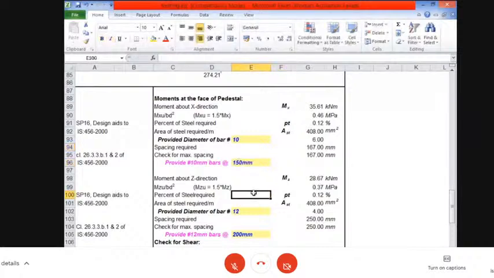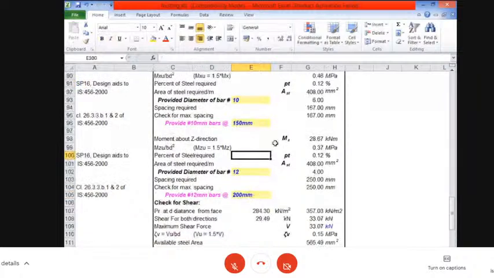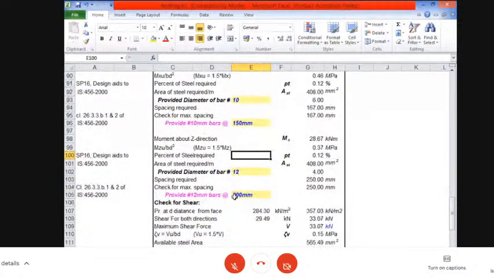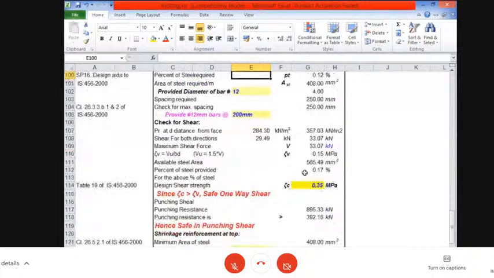Likewise, you have to design it for both: moment in X direction also, you have to calculate, and moment in Z direction also. So both directions you are calculating and you are getting that moment, and based on that the area of steel is also calculated. Then the main one is, when you are taking your foundation, it will always pass for bending. Bending always will be safe only. It won't fail for bending, because if you are getting your pressure within the SBC, then automatically the foundation will also be safe. Maybe you provide a higher diameter with lesser spacing. So the main failure may happen due to shear only.